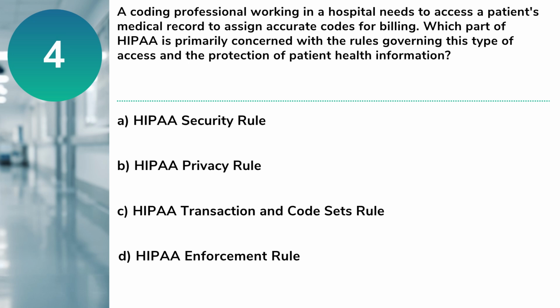Question 4. A coding professional working in a hospital needs to access a patient's medical record to assign accurate codes for billing. Which part of HIPAA is primarily concerned with the rules governing this type of access and the protection of patient health information? A. HIPAA Security Rule. B. HIPAA Privacy Rule. C. HIPAA Transaction and Code Sets Rule. D. HIPAA Enforcement Rule.